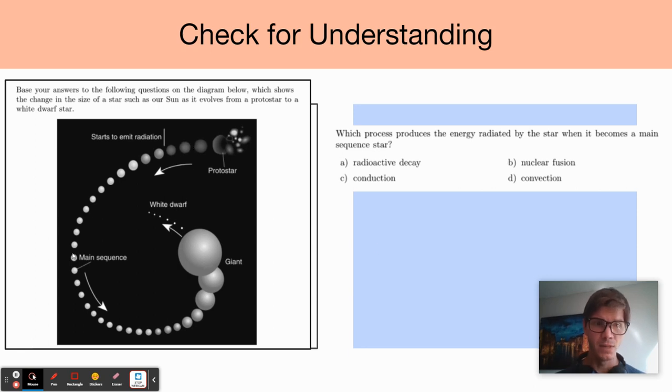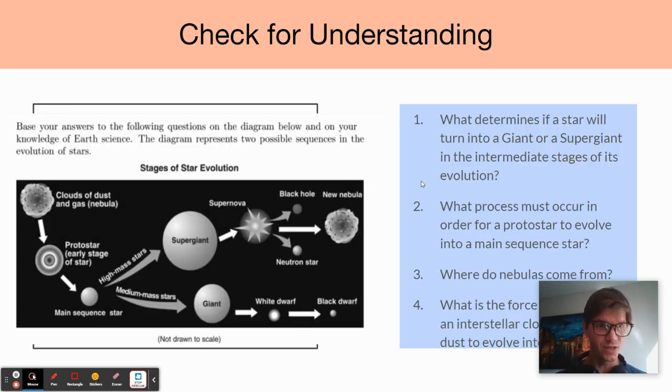Here's the same life cycle just being represented again. Here we just see it looks like our sun or an Earth's sun type of star because it's just turning into a giant and then a white dwarf. But all of that work just for this question, very predictable. The process, you can almost stop reading there, produces the energy radiated by the star when it becomes a main sequence star. That would be the process of nuclear fusion.